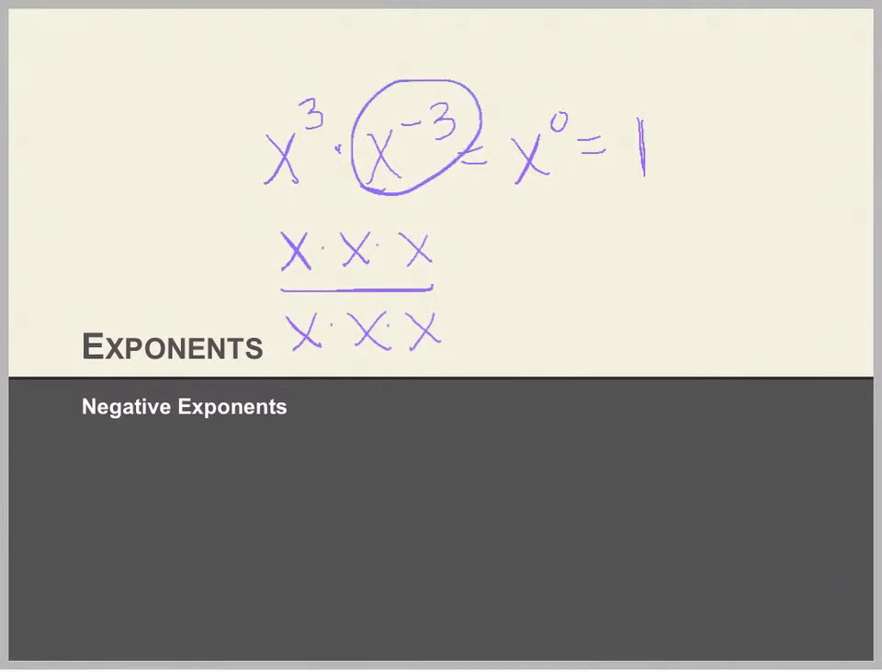So x to the negative third, the rule is that when x is being raised to a negative exponent, such as negative 3, we take the reciprocal of that and say this is 1 over x cubed. Let's take a closer look at that.